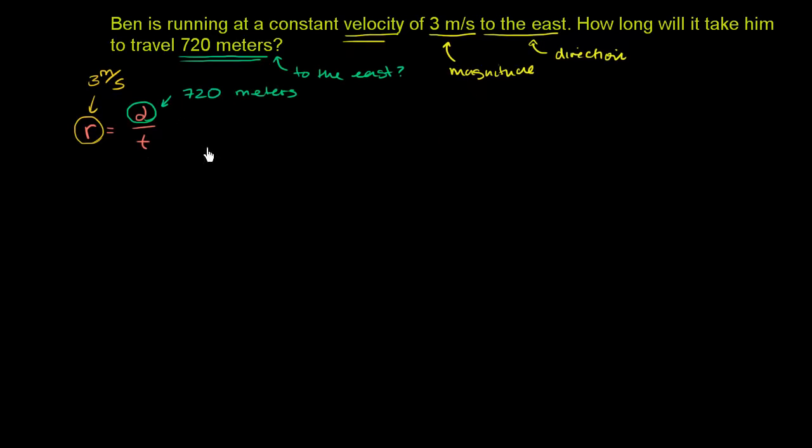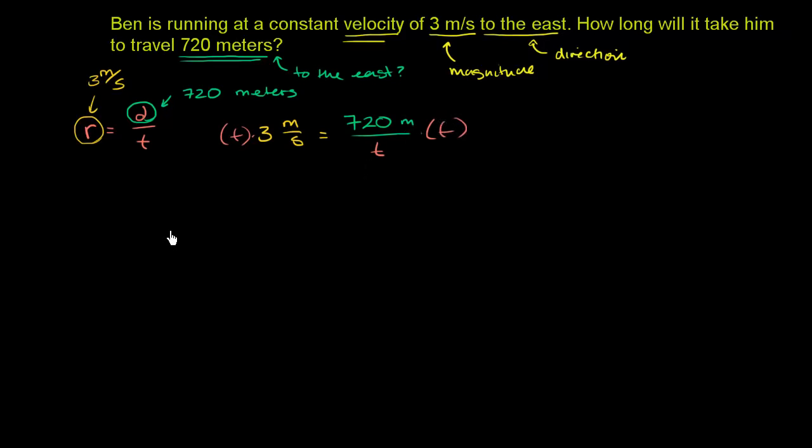So if we just do the scalar version of it, we're not dealing with velocity and displacement. We're dealing with rate, or speed, and distance. So we have 3 meters per second is equal to 720 meters over some change in time. And so we can algebraically manipulate this. We can multiply both sides times time.